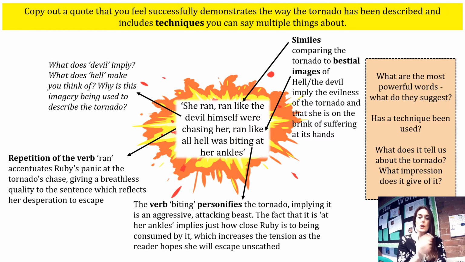Also, the repetition of the verb ran, the fact that it goes she ran, comma, ran, accentuates Ruby's panic. You know, it really highlights that the tornado is making her breathless. It really reflects how she's desperate to escape. So if you've struggled with that question, maybe you want to have a little go at another paragraph using that. Remember your sentence starter: the writer uses to describe the tornado. For example, this shows a word, furthermore. You know those sentence starters, we use them all the time in class. So if you feel that you need to give a little bit more to your answer, maybe you want to have a look at that quote.